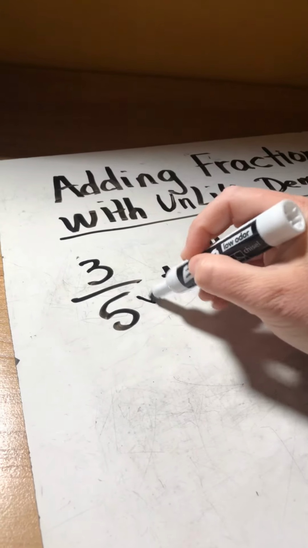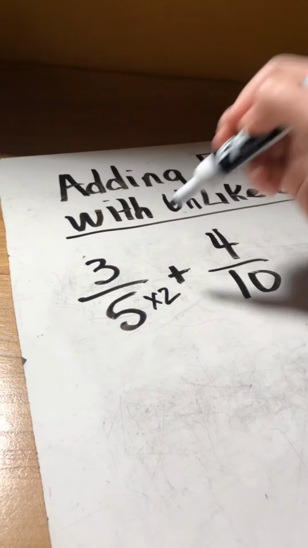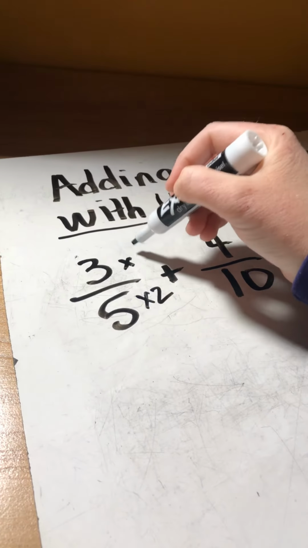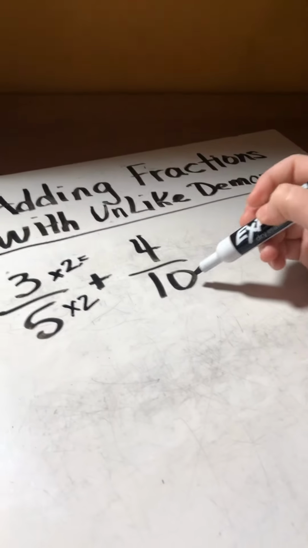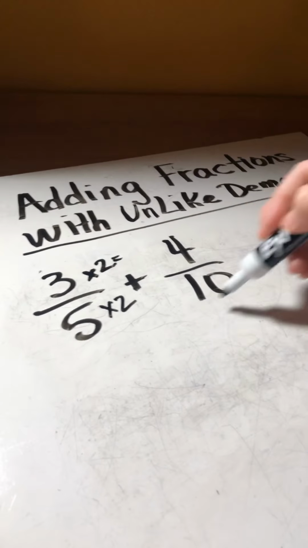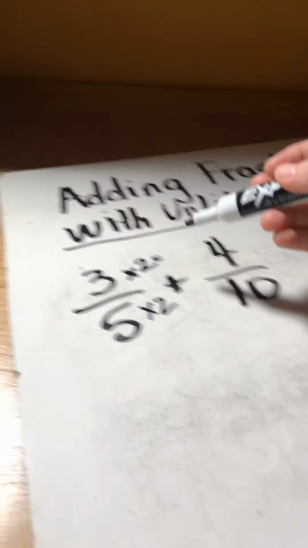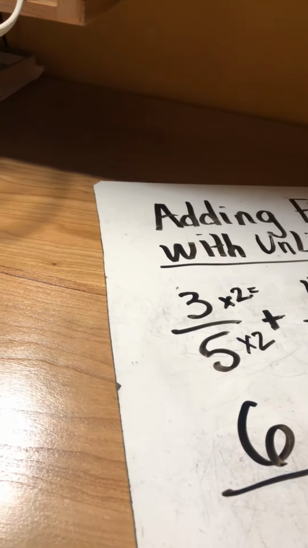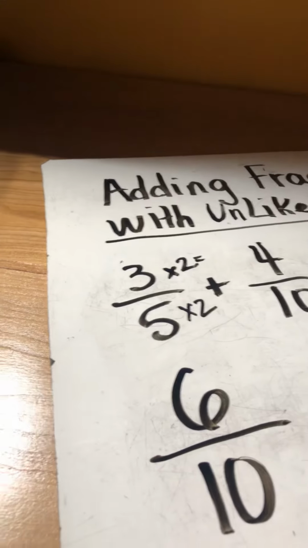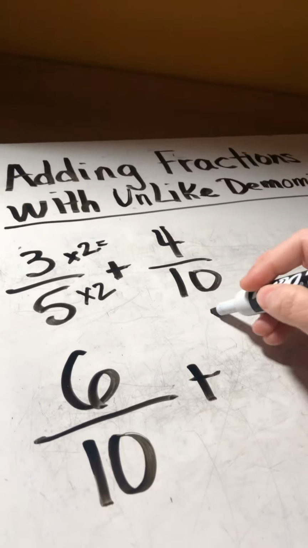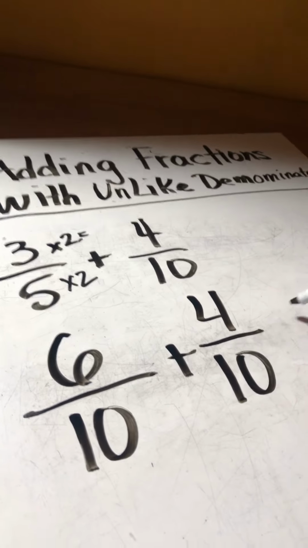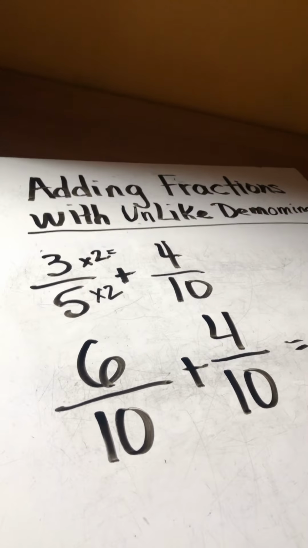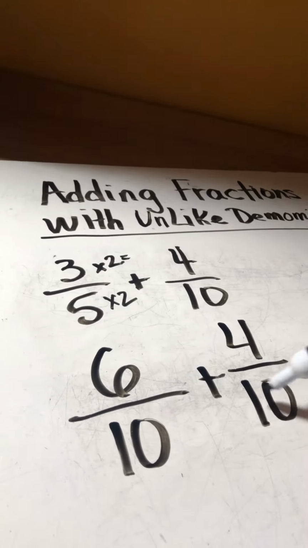So 5 times 2, and then whatever you do to the bottom, you have to do the top, so 3 times 2. And because the 10 is already a 10, we're going to keep this whole fraction the same, all right? So 3 times 2 is 6. 5 times 2 is 10. Bring this one down because we didn't change it. Plus 4/10. All right, so now, look, we have the common factors.